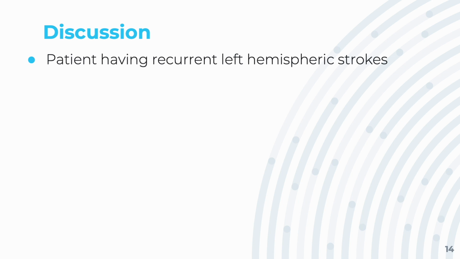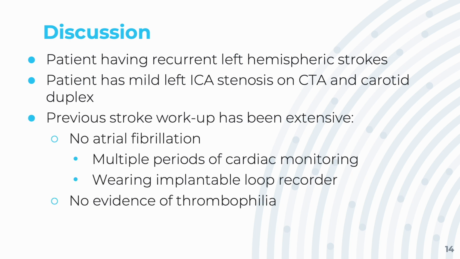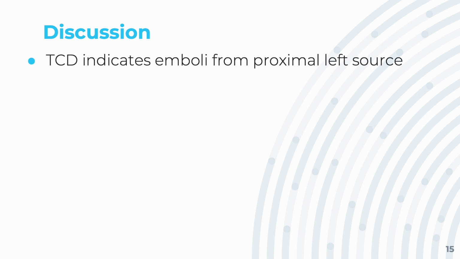So this is a patient who's having recurrent left hemispheric strokes, and on vessel imaging, both CTA and carotid duplex showed mild left ICA stenosis. He has had an extensive stroke workup previously, including no evidence of atrial fibrillation despite multiple periods of cardiac monitoring and wearing an implantable loop recorder. And with consultation with hematology, there was no evidence of ongoing thrombophilia. The patient's TCD did indicate emboli from a proximal left source.